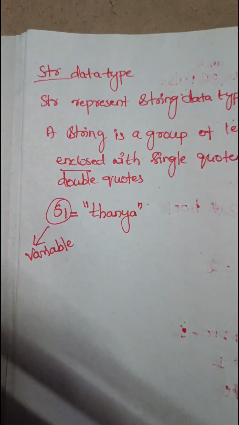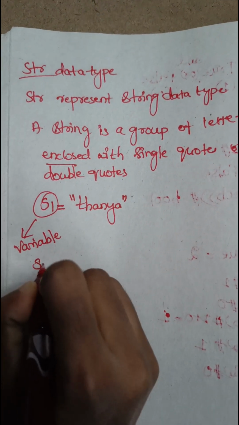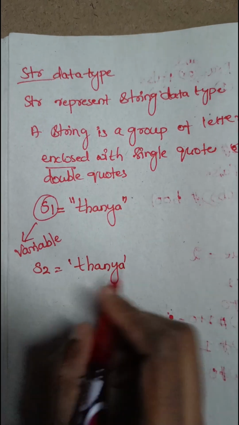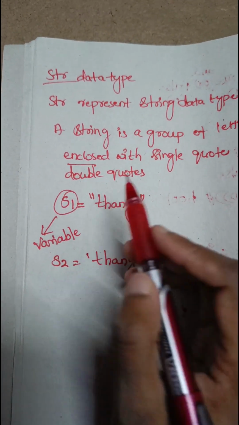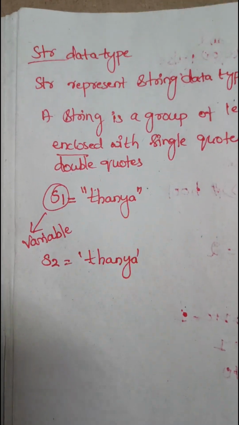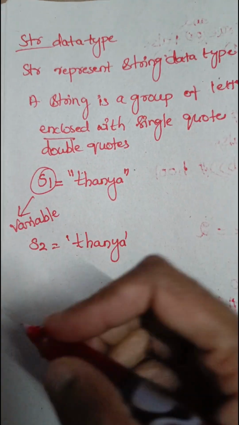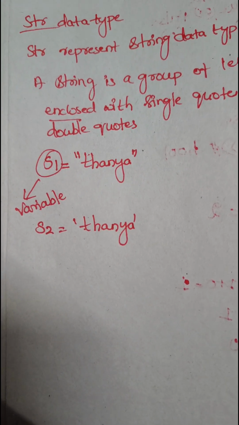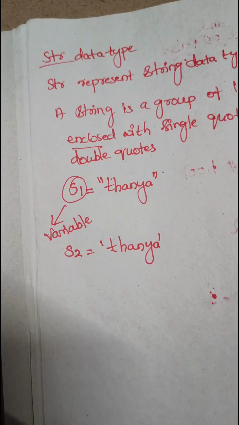Okay, this is one kind of declaration, or else you can declare like this: s2 is equal to 'Tanya'. The same word I am declaring in a different format; here I have used single quotes, here I have used double quotes. Okay, so either way you can declare that. Now see here, in this there is something called slicing operators, that I'll explain now.